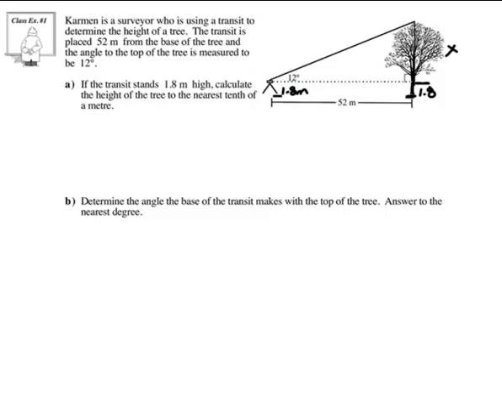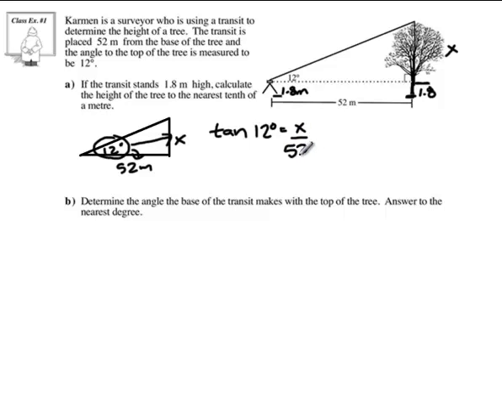So let's look at the triangle that we can see. I can just redraw it for you if you want. It looks something like this. It has 12 degrees here, 52 meters here, and we need to determine the height. From this angle in question, we are looking for the opposite side and we know the adjacent. So that means we're going to use tan, which is opposite over adjacent. The tan of 12 degrees is going to be equal to that portion of the tree divided by 52.